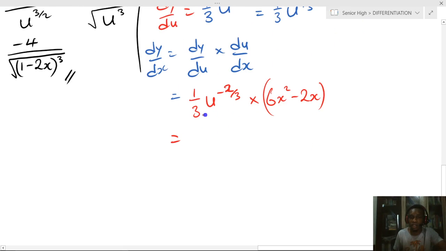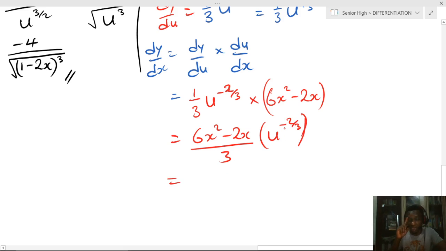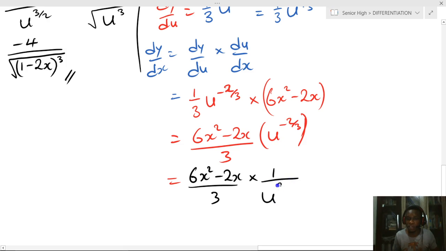So opening this, we have 6x squared minus 2x over 3 multiplying u raised to the power of minus 2 over 3. So this is closing. Then what happens next? What is my value of u? Remember this is minus, so before I do that, let me first do this. That's 6x squared minus 2x over 3 times u. The minus sign in the index law will tell us to take this over, so u raised to the power of 2 over 3.